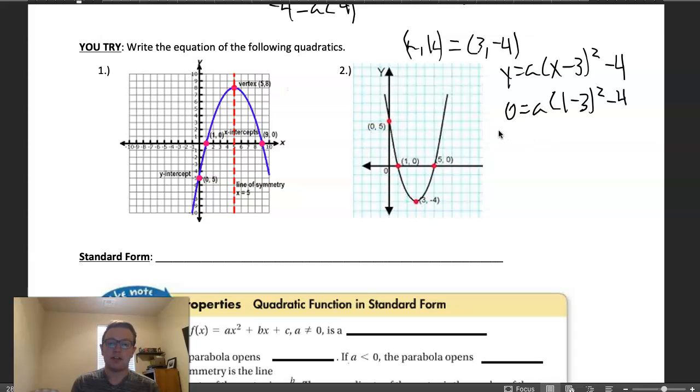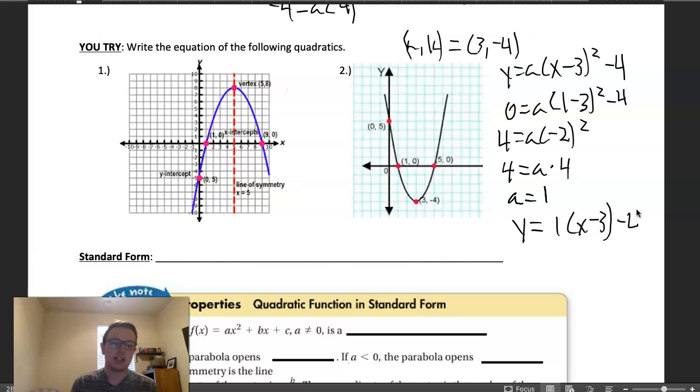Okay, from here we're going to solve, so we'll get 4 is equal to a times minus 2 squared. The minus 2 is inside, so this is minus 2 times minus 2, or the negatives will cancel out. This will be 4 is equal to a times 4, or a is equal to 1. Meaning our equation will be y is equal to 1 times x minus 3 squared minus 4. And this is why vertex form is useful. All we need is our vertex, and we can solve for these parabolas easily.